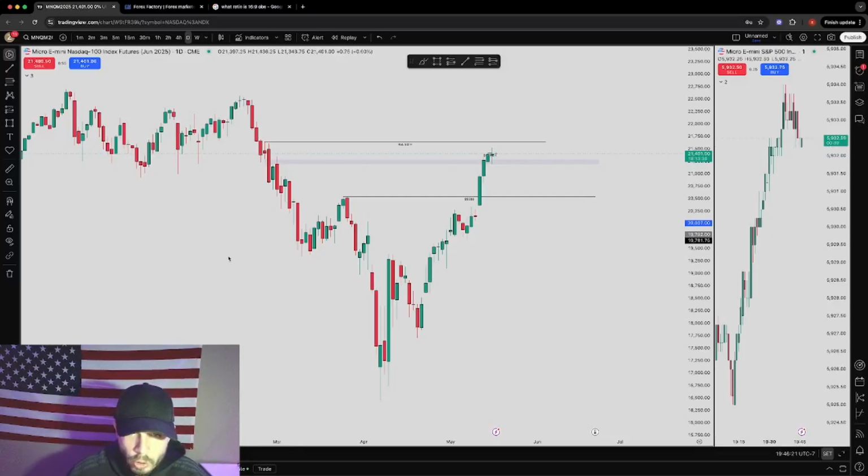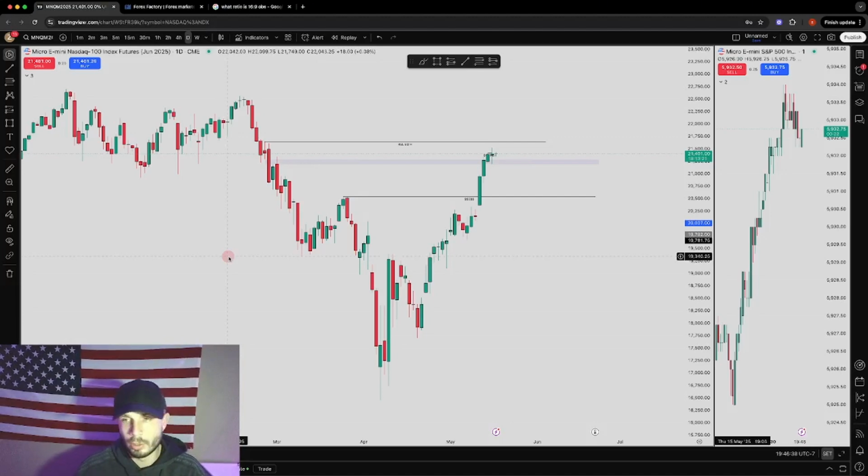Today I'm going to go over the draw on liquidity. In my opinion, as a trader, the draw on liquidity is, one, probably the biggest cheat code if you master it, and two, the most important thing when you're looking for a trade setup.